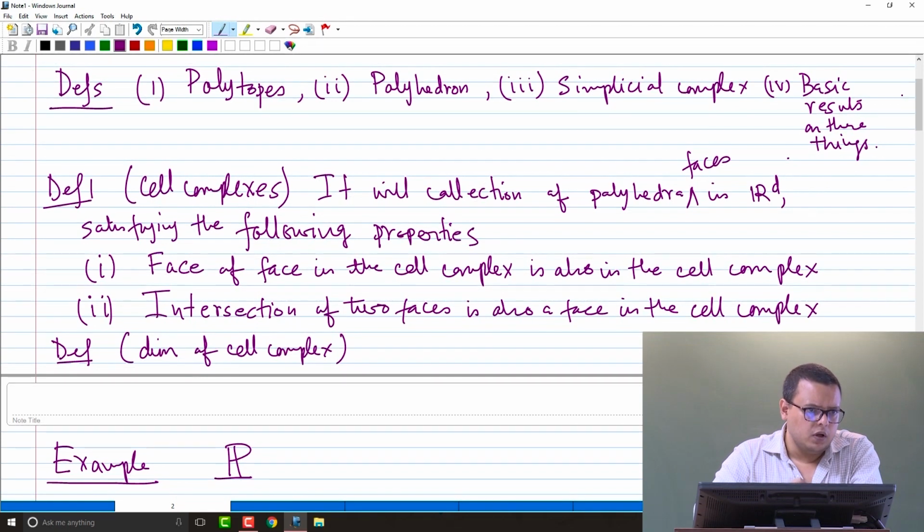Now, a polyhedron in, let's say, RD, is it always the case that it should have dimension D? Remember what the dimension was? I think we defined the dimension last class also. The dimension of a polyhedron was the dimension of the minimum affine space that contains the polyhedron, right? So does it always have to be D? It can be smaller. Can you give an example?